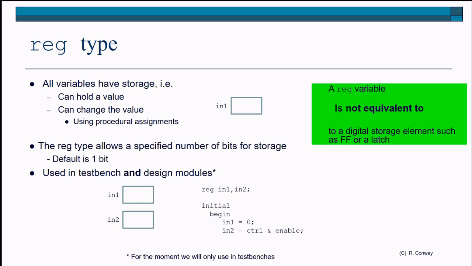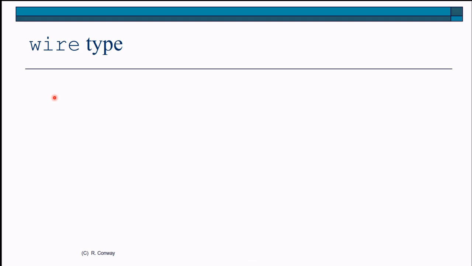A very important point to note when starting with the Verilog language is that the reg variable is not equivalent to a digital storage element such as a flip-flop or a latch. This is an unfortunate feature of the language, that the reg keyword might indicate that it's actually a way in which to model a digital storage element such as a flip-flop. When starting with Verilog, the important point to note is that a reg variable is used to store a value that's used during simulation. The other important type that we want to deal with is the wire type.